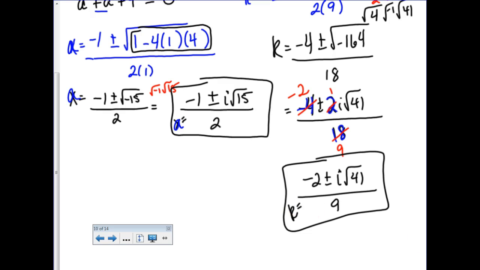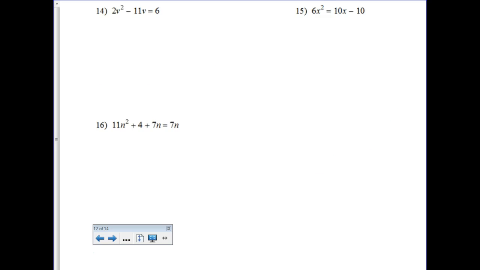Yuck! But you know what, guys? 20 times better than doing completing the square on that one. And as much as I love completing the square, it's not always the best option. All right, let me kind of look ahead in the questions. Oh, boy. Let's do one more.